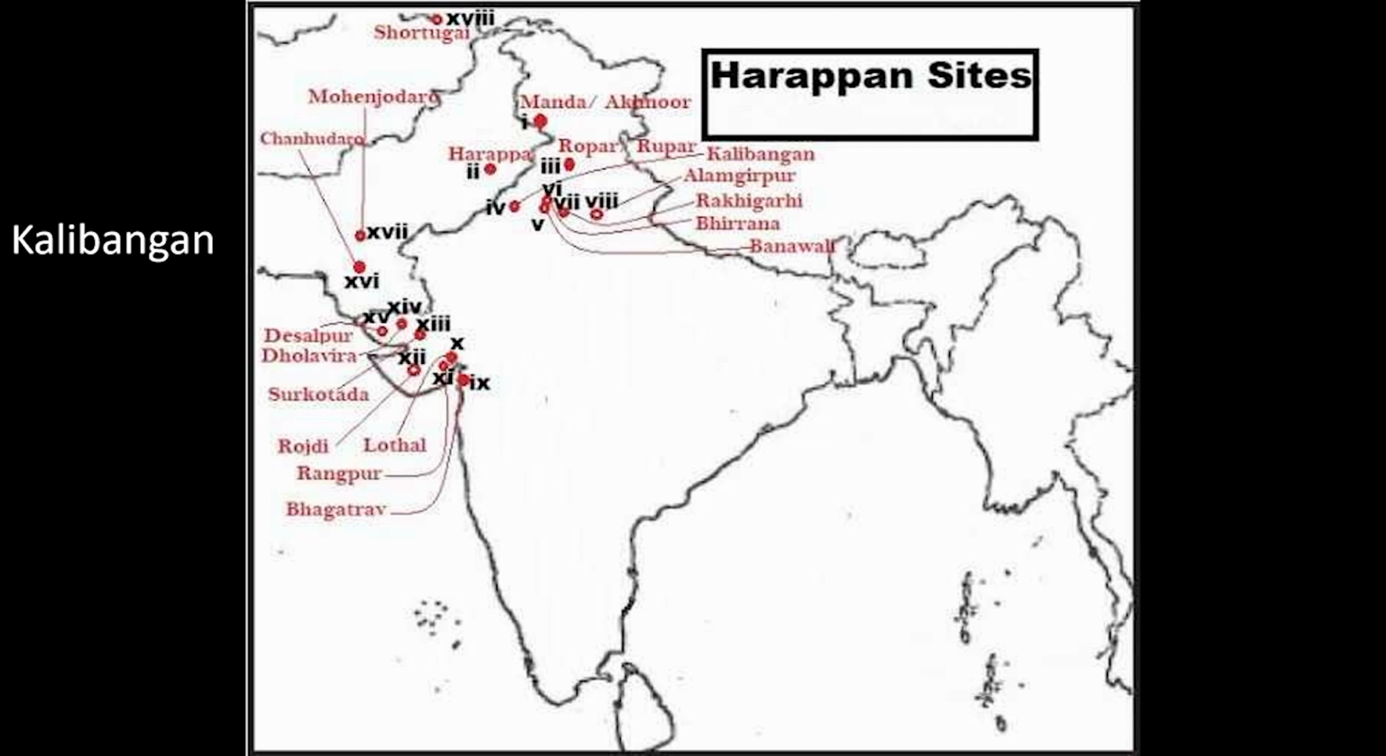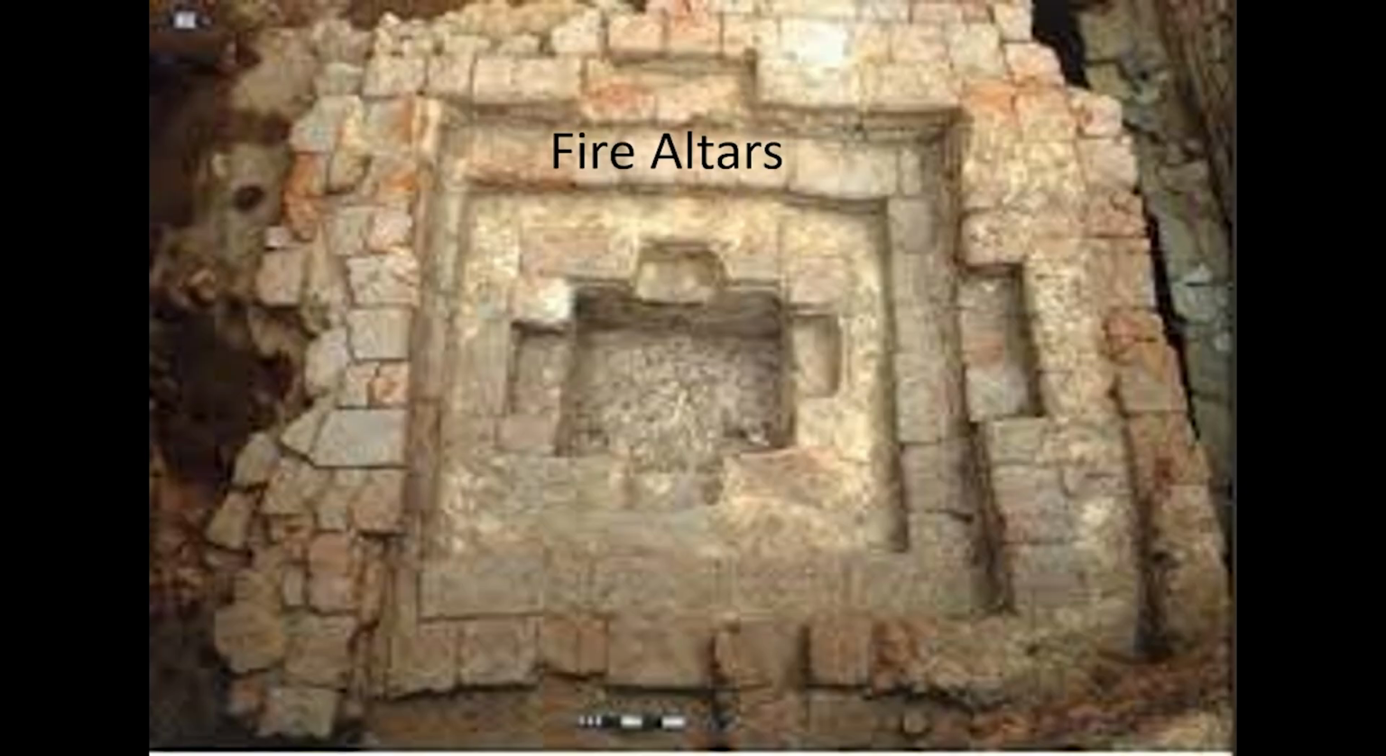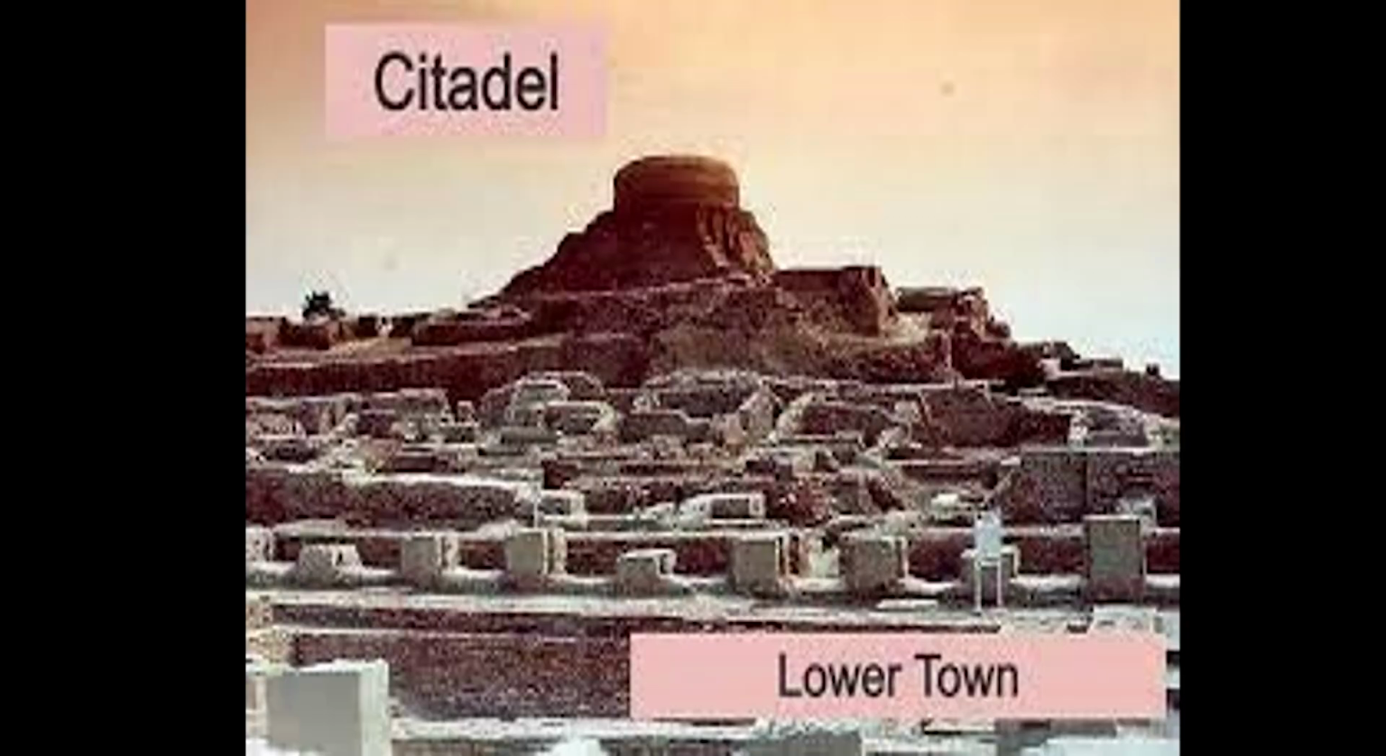Then see the map here. At Roman numeral 4, you can see Kalibangan, right? So at number 10, you can see Lothal, right? So these cities, Lothal is in Gujarat. So these cities, they had fire altars. These are the Harappan sites. And this is the picture of fire altars where the people used to perform sacrifices, right?